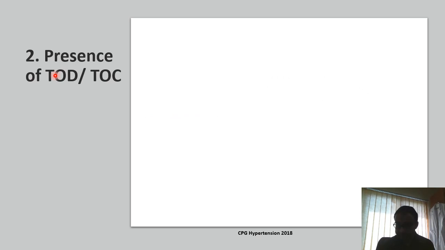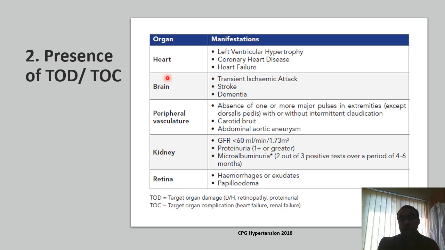Second point, the presence of target organ damage and target organ complication. In this case, we have the heart, brain, retina, and kidney, and even the peripheral vasculature can be affected by long-standing hypertension, and this can manifest in many ways. It can manifest as damage, such as left ventricular hypertrophy or retinopathy or proteinuria, or as a complication where renal and heart failure can take place.